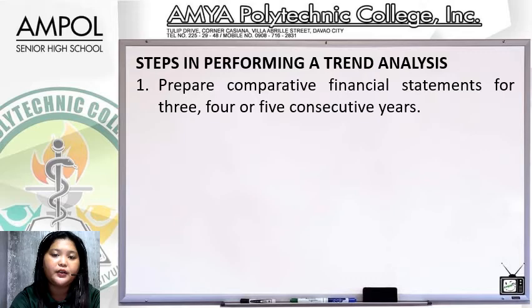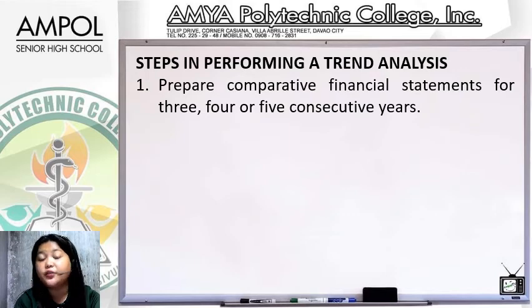First step is you have to prepare comparative financial statements for 3, 4, or 5 consecutive years. So this one here has an additional year. We can use 3 consecutive years only. Based on our example, we had 2017 and 2016, and trend analysis needs 3 or more, 3, 4, or 5 consecutive years. So we have to add another year. So let's start with 2015, then 16 and 17.